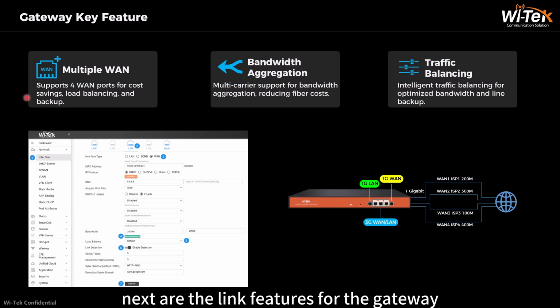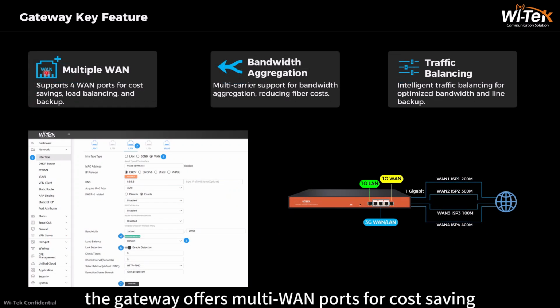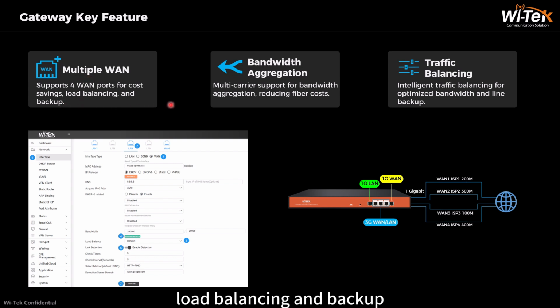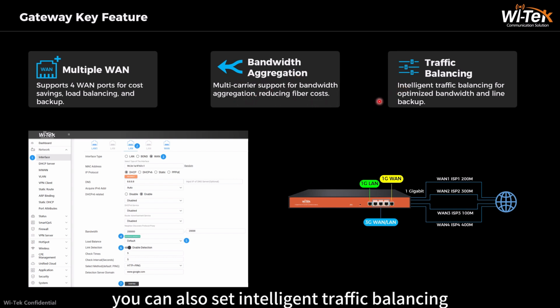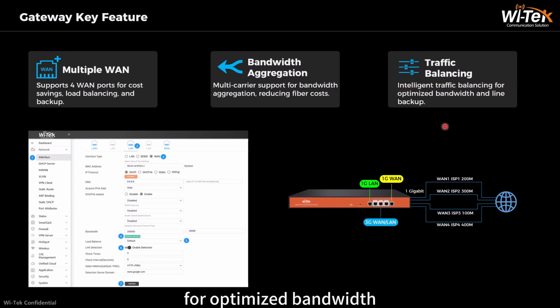Next are the link features for the gateway. The gateway offers multi-WAN ports for cost saving, load balancing, and backup. Bandwidth aggregation for reducing fiber costs. On the gateway, you can also set intelligent traffic balancing for optimized bandwidth and line backup.